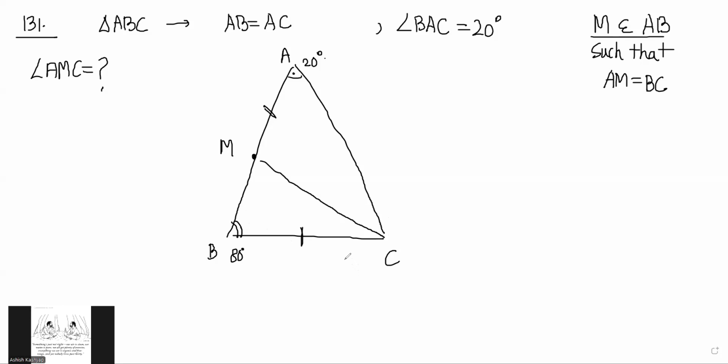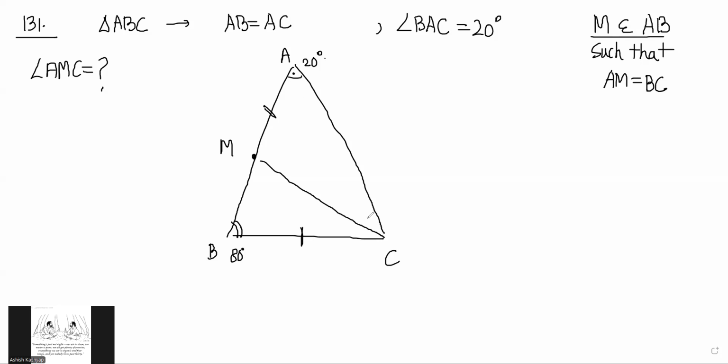Now we know that AM length is equal to BC length. So we can use reflection here. You can use the sine rule also. Yes, sine rule, you can do that also. Trigonometry also you can use.